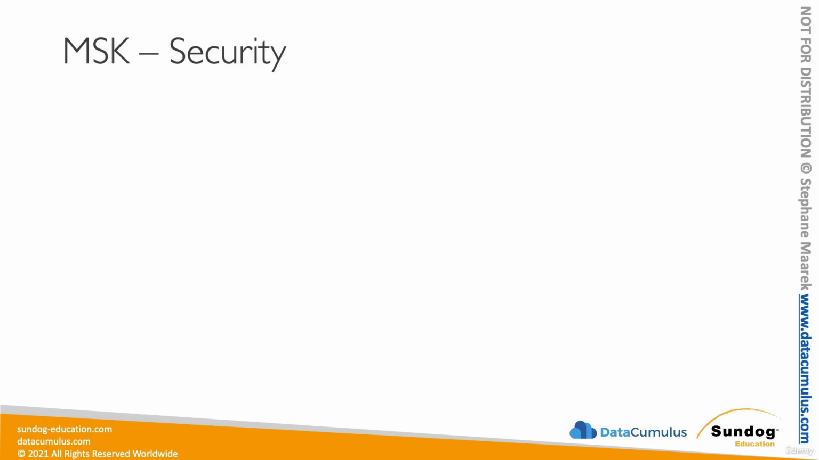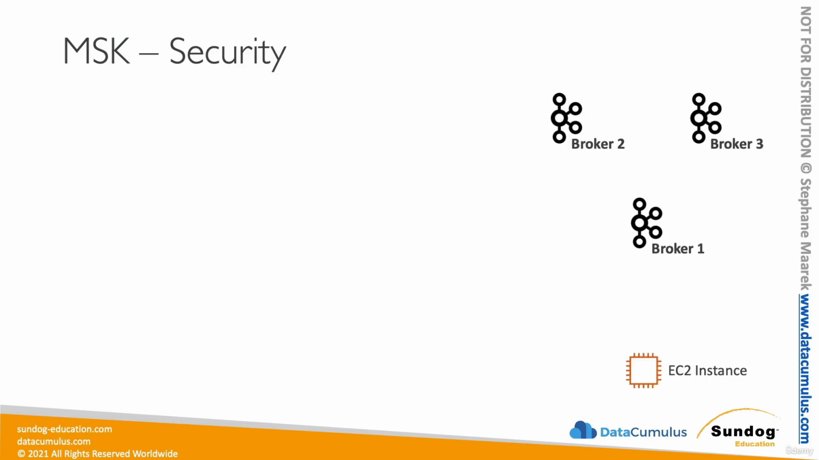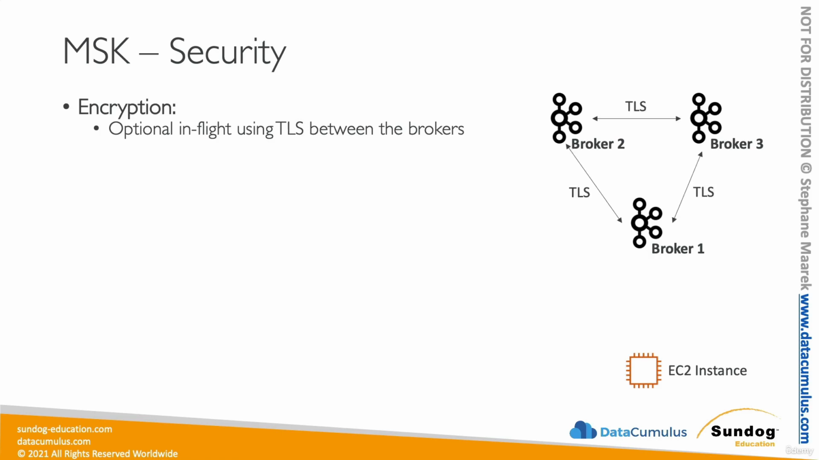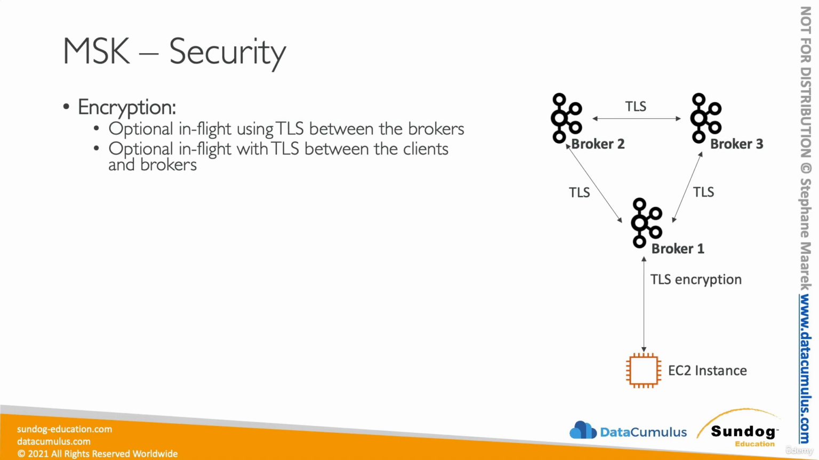Okay, now security is very important in Apache Kafka, and you will be asked maybe one question about it at the exam. So let's take an example of a cluster with 3 brokers. So we can get encryption in flight between each broker using TLS. By default, it's enabled, but you can disable it if you wanted to for performance improvements. You also get optional TLS encryption in flight between the clients and the broker. And again, by default, this is enabled, but you can disable it as well for performance reasons. You get at-rest encryption for your EBS volume using KMS, so this is enabled.